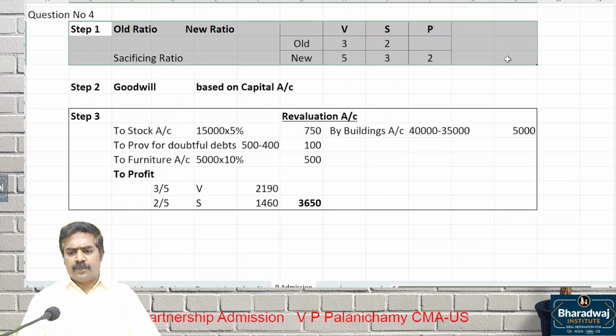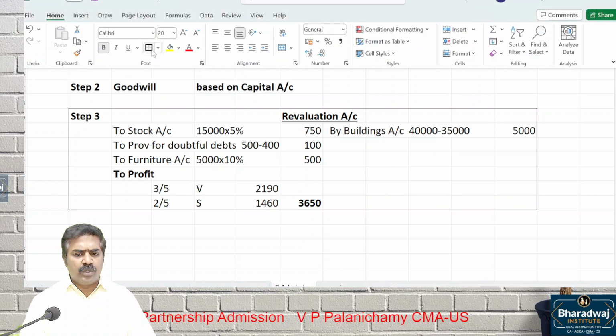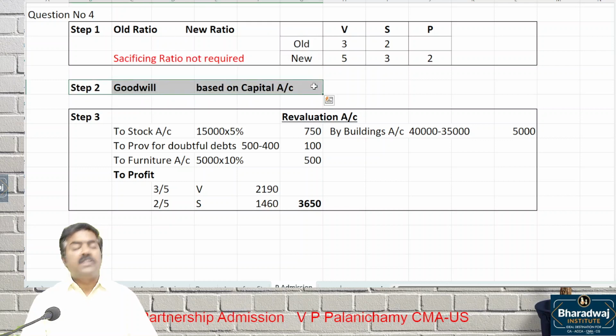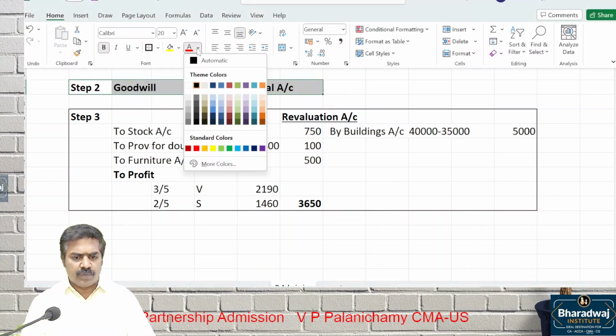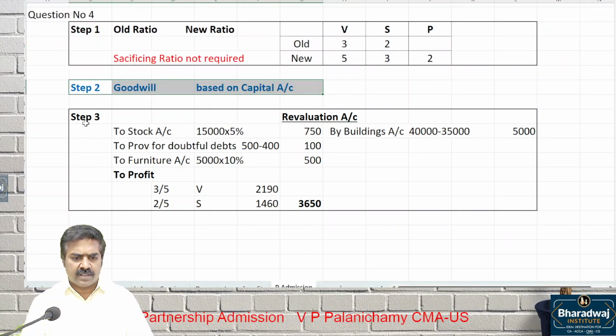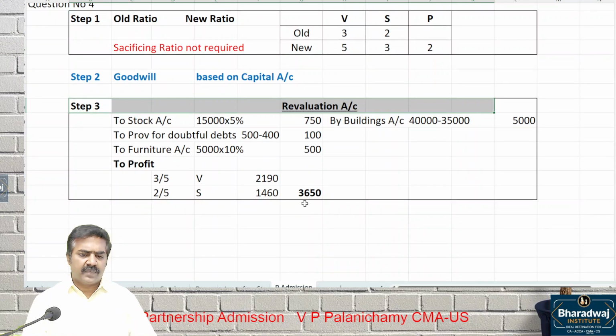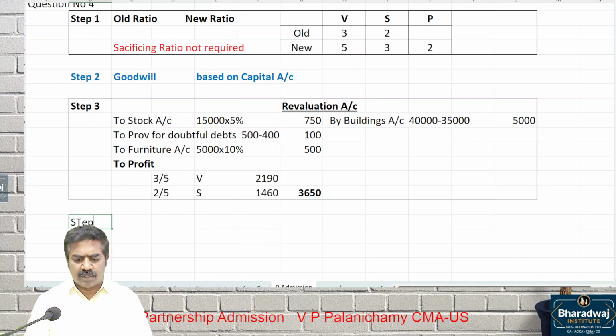Once again, step 1, old ratio, new ratio, no need of sacrificing ratio. Sacrificing ratio not required. Why not required? Because goodwill is raised. Goodwill is raised based on capital contribution. Goodwill will be based on capital account in this question. So we are not working out goodwill in this question now. Step 3, we prepare which account? Revaluation account. Start. Step 4, which account? Capital account. There you have to adjust for goodwill. We will see. As usual, let us prepare the capital account of partners. We will see for goodwill.